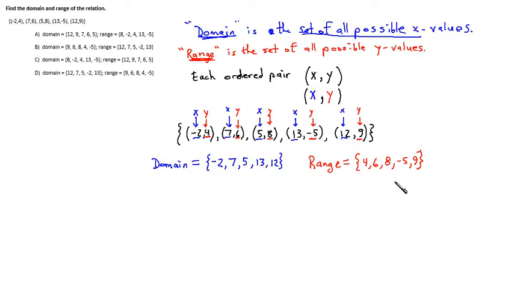Close brace. Now, we prefer to write these in order from small to large, like -2, since negatives are smaller than positives. So then we'd increase in value like -2, 5, 7, 12, and 13 for domain, for example. We would prefer that for range as well.